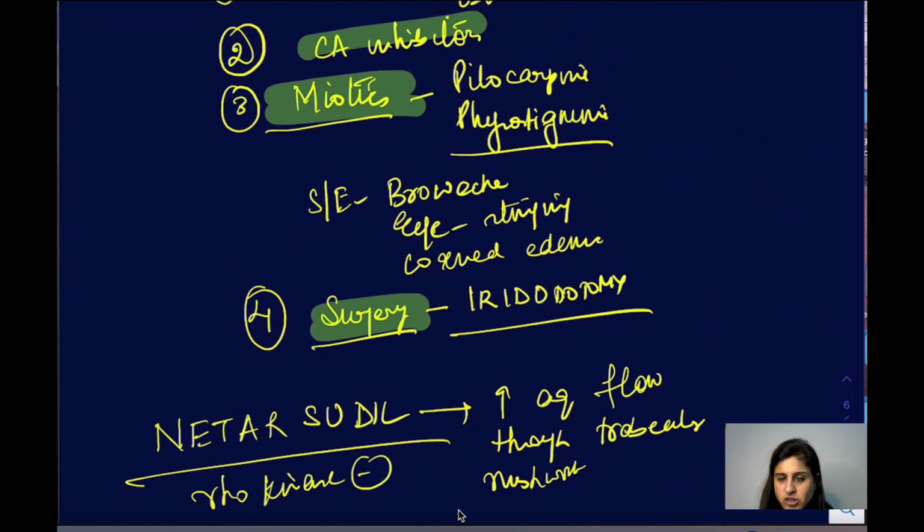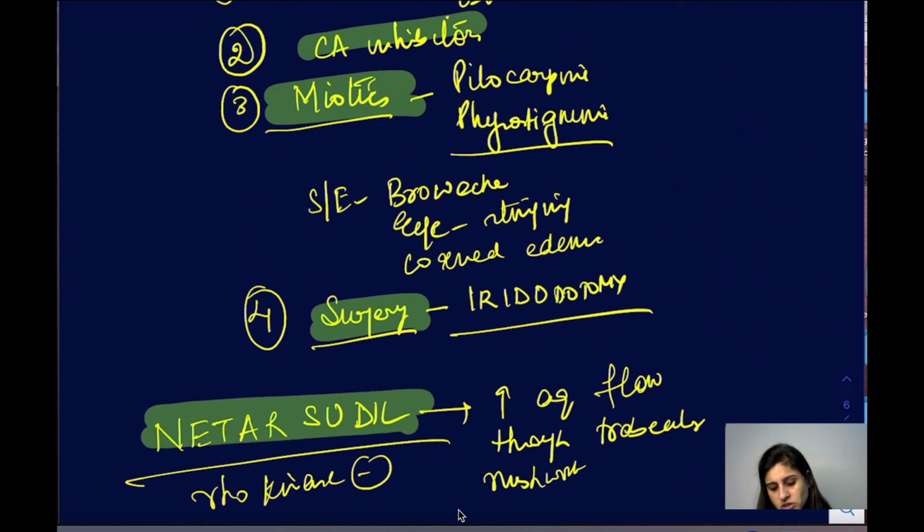Surgery is actually the definitive therapy. These drugs are just to pass time and relieve signs and symptoms, but if we want definitive treatment, that is surgery. Then this is a newer drug if it is asked, a Rho kinase inhibitor, which increases the outflow through the trabecular meshwork. So this is about the drugs used in glaucoma.